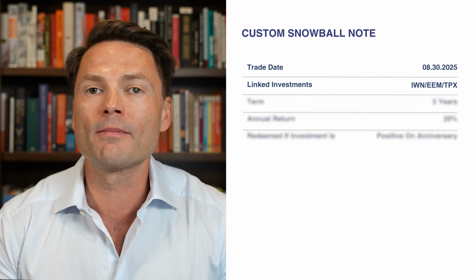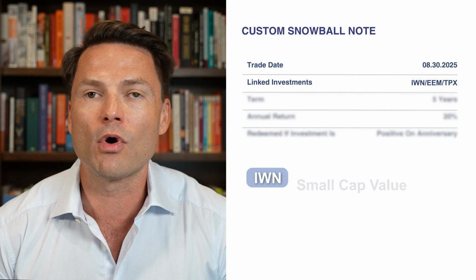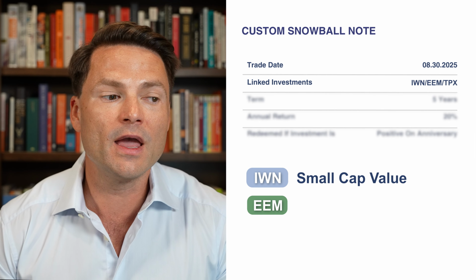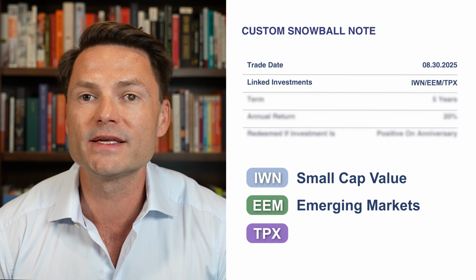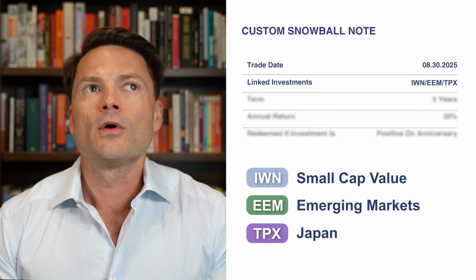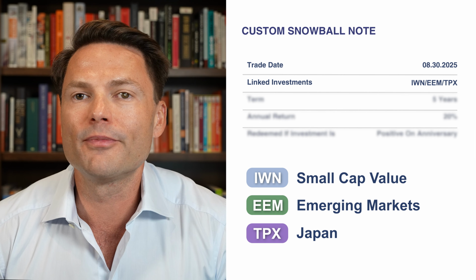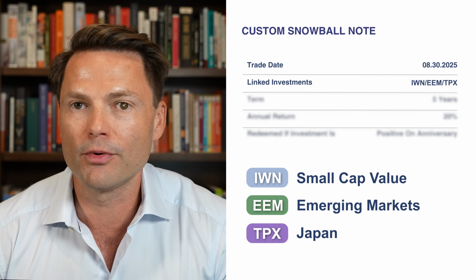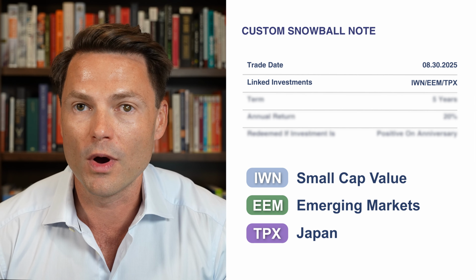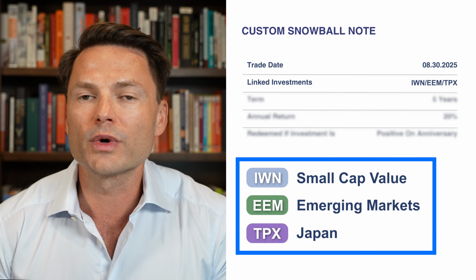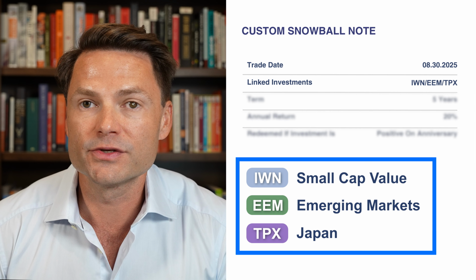Those are three broad market indices. IWN is small cap value, EEM is emerging markets, and TPX is Japan. So the underlier is incredibly important because if the underlier does terrible, your note is probably not going to do well. And so why are these three the underliers in this note?